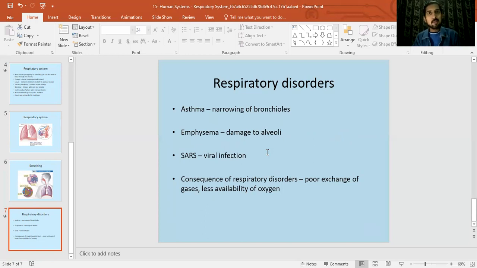A consequence of the primary origin of these respiratory disorders is that there will be less availability of oxygen, which is due to the poor exchange of gases. So we need to ensure that there is a greater availability of oxygen and that the exchange of gases occurs effectively and coherently in our body. For our body to work effectively, it is extremely dependent upon the respiratory system. It's one of the most vital human body systems that we have. So we need to take that into account while we study and discuss the respiratory system.